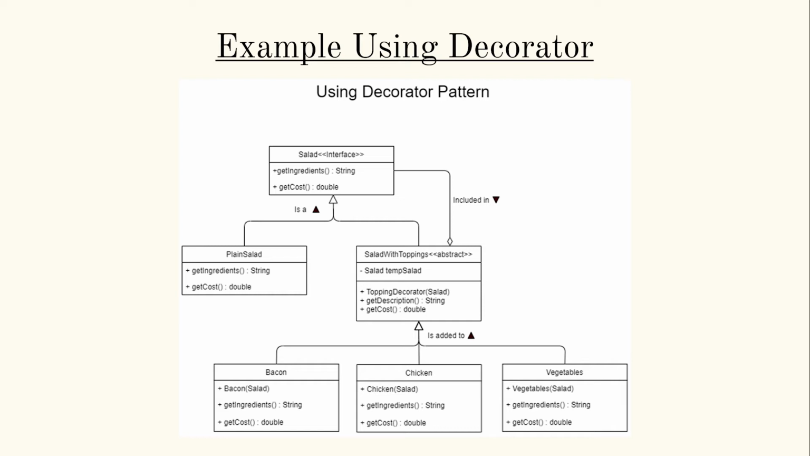Another problem this solves is that we can add bacon and chicken, and these will decorate the plain salad class. So we can create many salads from much fewer classes. So with these three classes, we actually create 7 different salads, which would be a plain bacon salad, a chicken salad, and a vegetable salad, or we can add multiple of them together and be the bacon and chicken salad, or the chicken and vegetable salad, or have all of them be the bacon, chicken, and vegetable salad.